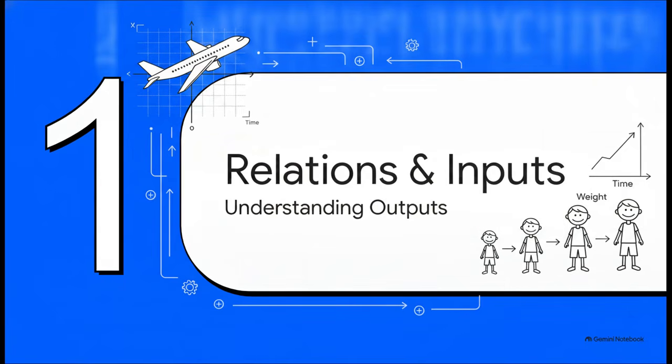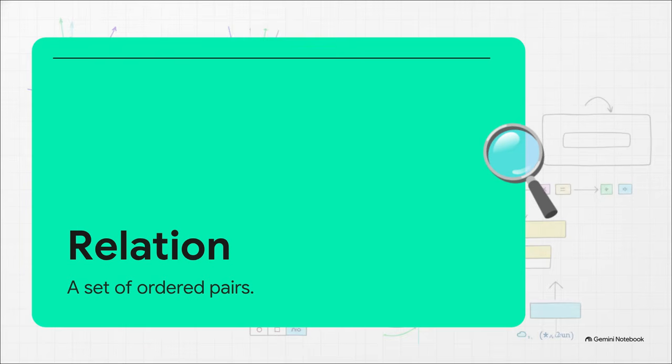Moving right into Section 1, Relations, Inputs, and Outputs. Think about a jetliner changing altitude as it travels, or a growing kid's weight increasing over time. In both cases, one quantity completely depends on another. Mathematically, we call this a relation. It simply pairs an input value, often called x, with an output value, usually called y. And we generally write these as ordered pairs. Anytime you have a set of these pairs linking inputs to outputs, boom, you've got a relation. It's really just a relationship between two sets of information.